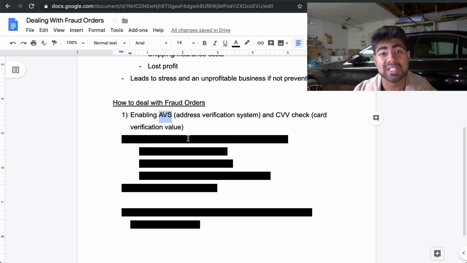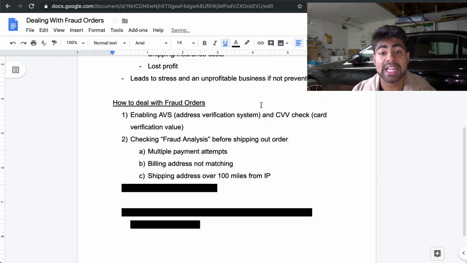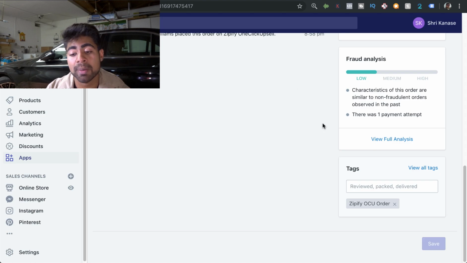But what you're going to notice is that even with these two things enabled, some fraud orders are still going to come through because these scammers are really smart. So what do you do in that case? Another thing that you should also be doing along with enabling these two systems is actually checking specific orders in your Shopify store and looking at the fraud analysis section. Now, if you're not sure exactly what the fraud analysis section is, I have my Shopify store opened up here, and this is one of the orders on my Shopify store. If you click on the specific order and scroll all the way down, you'll see that on the right, there is a section called fraud analysis.